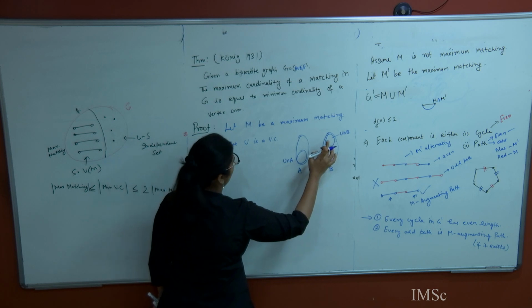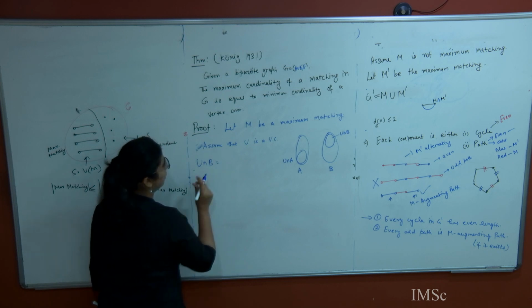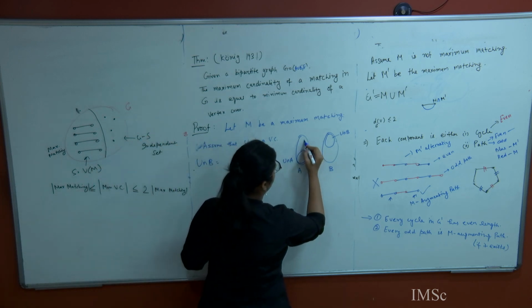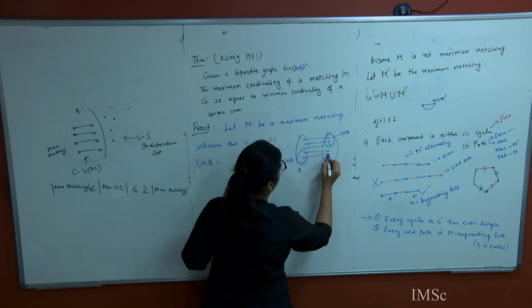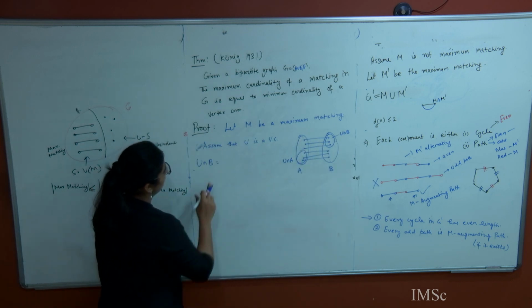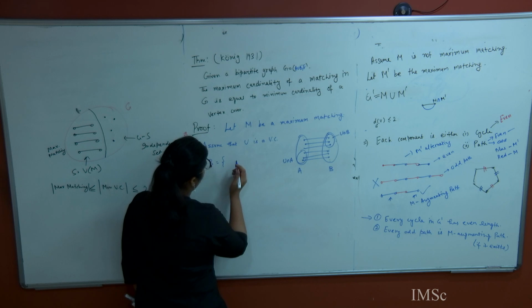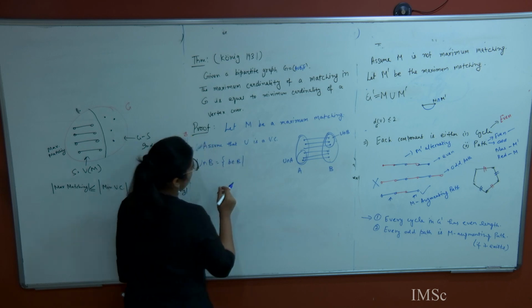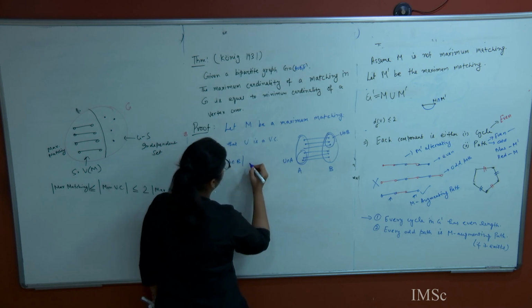So let's define this set U intersection B. How are we picking the endpoints? These are matching edges like this. You can have many more vertices here, maybe. So let's define this set. We will take those vertices from B which have some alternating paths.